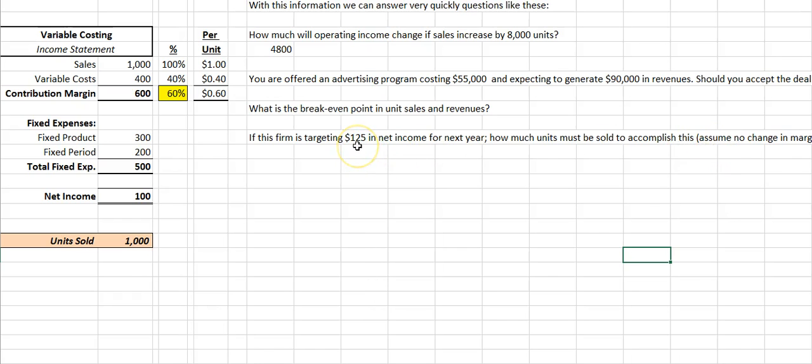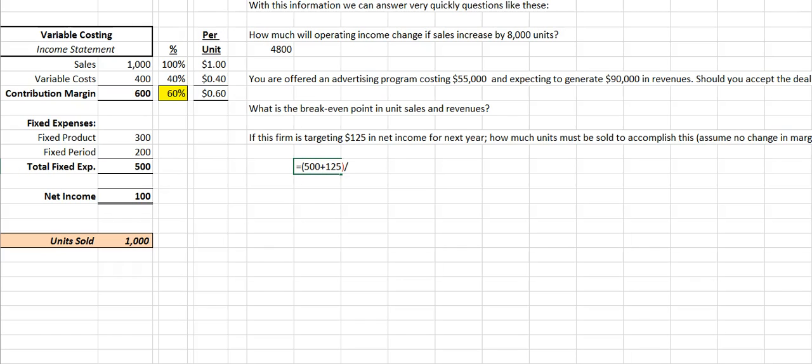It's very similar to the break even, but in this case, you don't want to break even, right? You don't want your net income to be 0. You want your net income to be 125, right? So your contribution margin first must cover your fixed expenses, which is 500, right? Then you want to contribute an extra 125. So let's put this in parentheses.